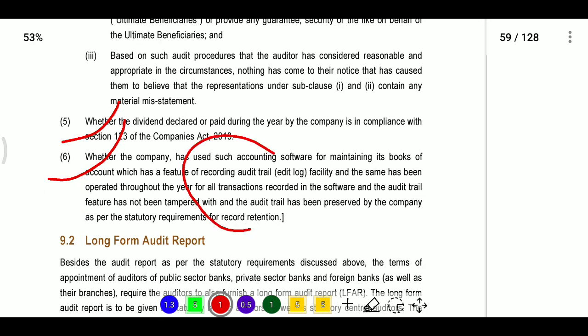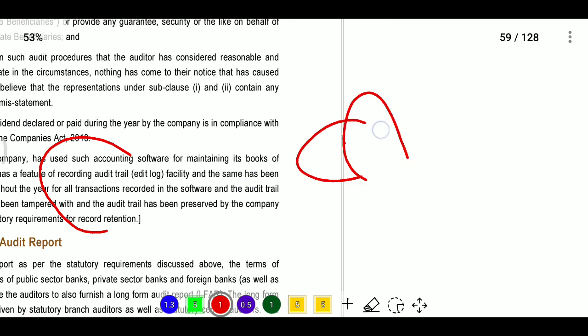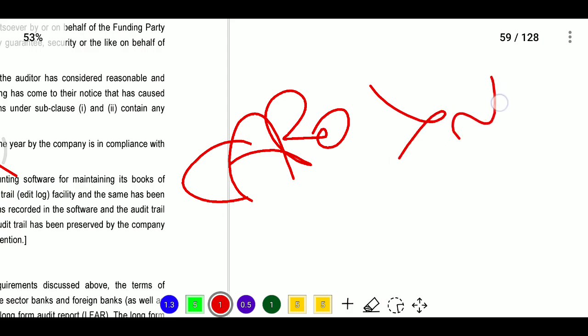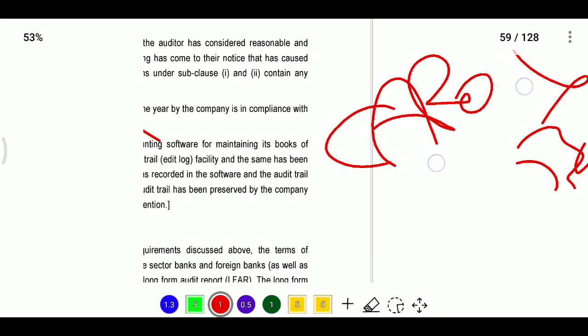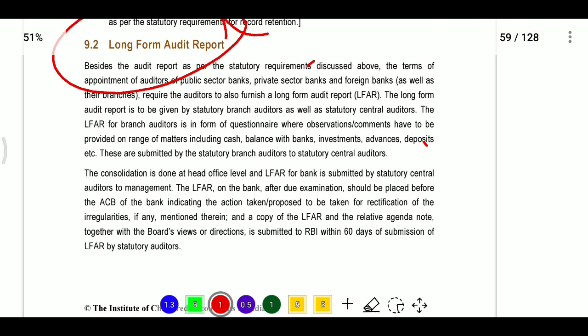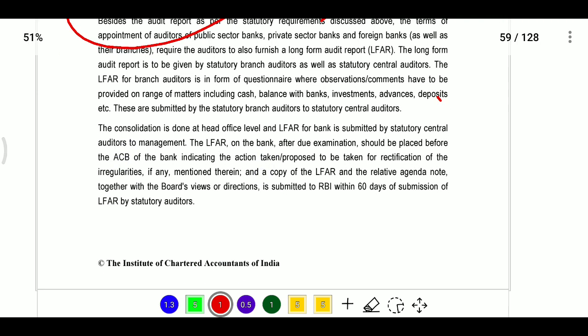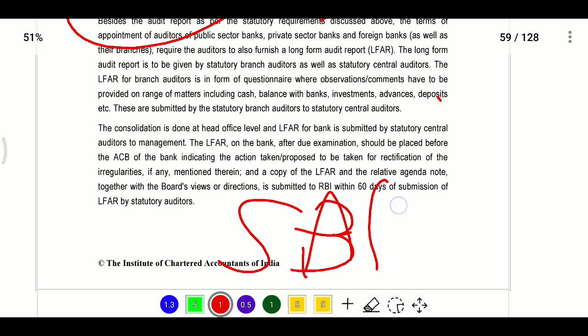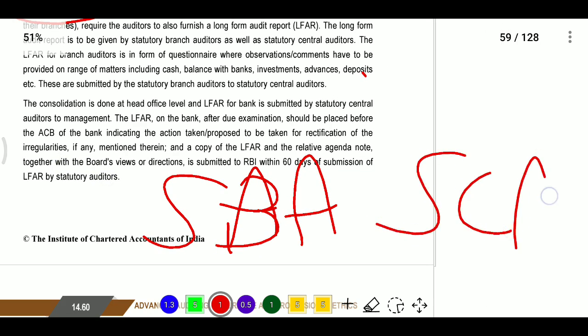Next, reporting requirement. Reporting requirements relating to the company auditor's report are not applicable to a banking company. That is CARO. CARO is not applicable to banks. Next, we have LFAR, the long form audit report. LFAR is to be given by the statutory auditor. Who will give it? The statutory branch auditors, as well as the statutory central auditors.